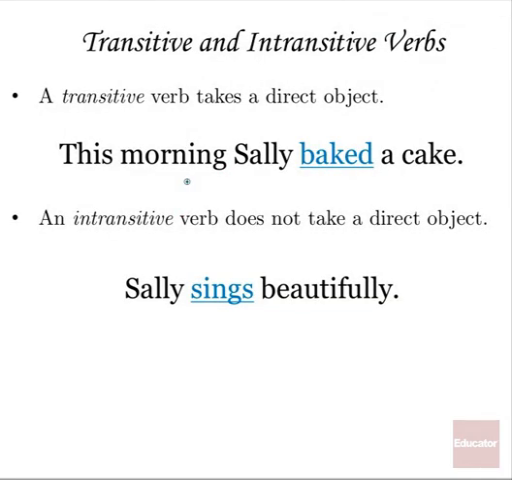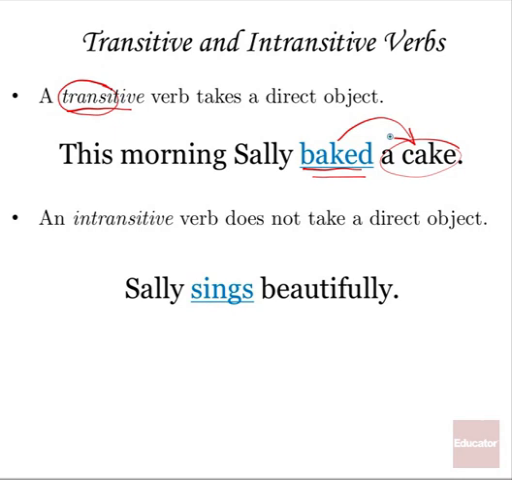Alright, the difference between a transitive and an intransitive verb. A transitive verb takes a direct object. There is something in the sentence that directly receives the action. The way you remember this is a transitive verb, transit of course means transportation, travel. A transitive verb takes you to an object, transit. So, this morning Sally baked, which is our verb, a cake. Cake receives the verb baked. What did she bake? She baked a cake. The cake is what received the baking.